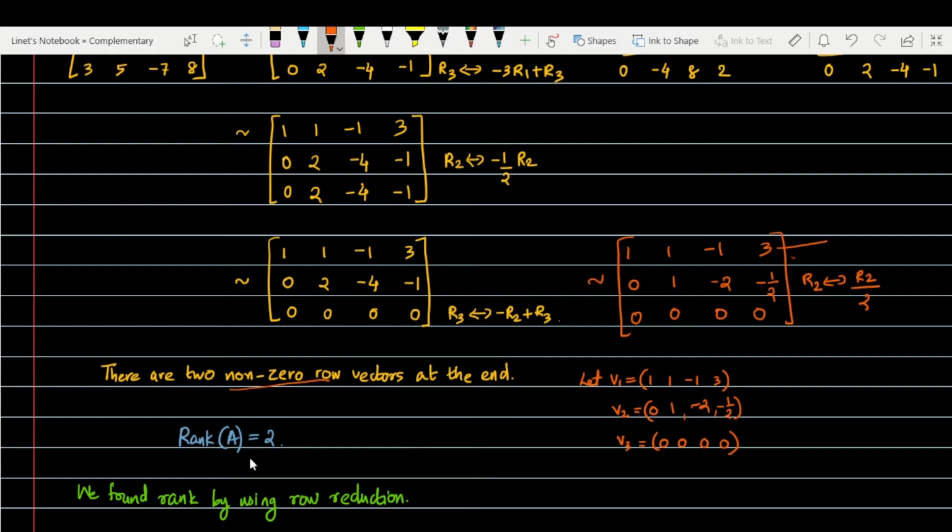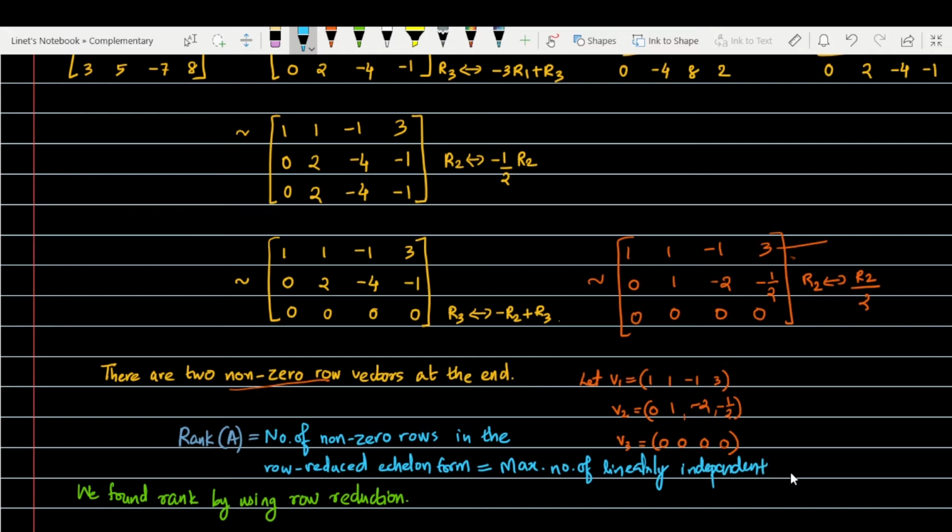So here the rank of A is equal to, and this is something which you have to keep in mind, the number of non-zero rows in the row reduced echelon form, and that is nothing but equal to the maximum number of linearly independent rows in A.